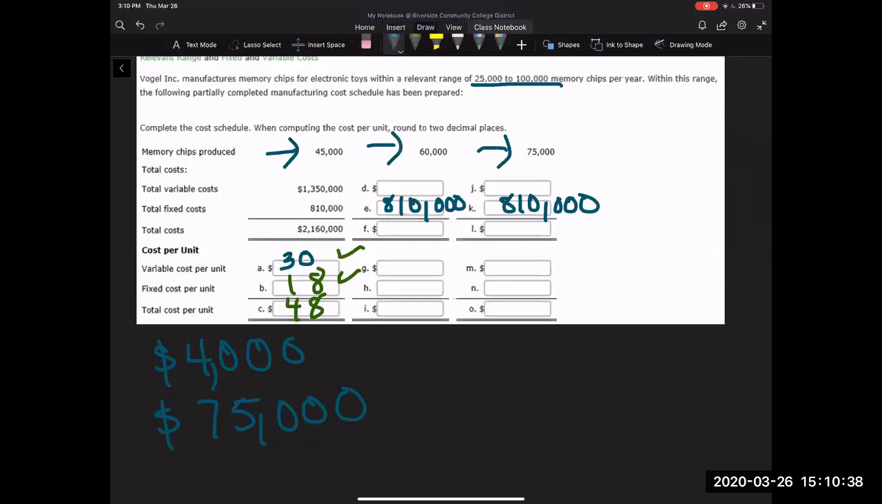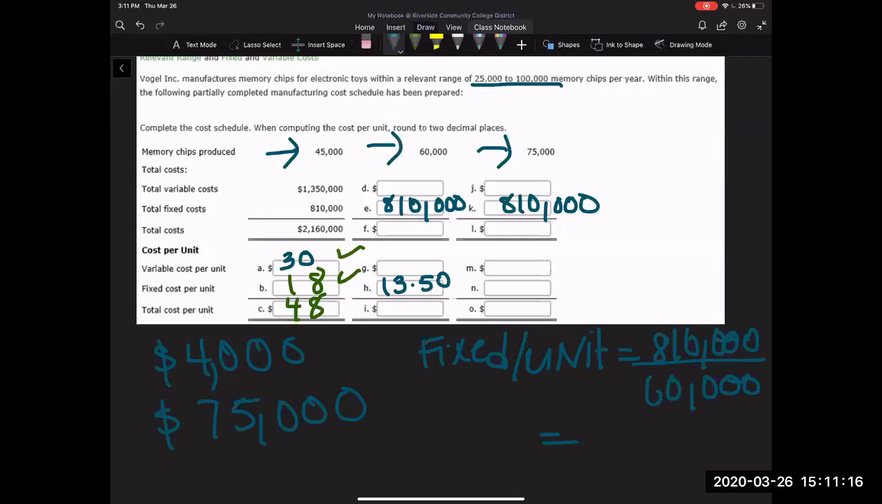Now, from here, what you can do is follow the steps as we did before. You can do your fixed cost. You can figure out your fixed cost per unit. The way we can do that is the 810,000 divided by our number of units produced, which is 60,000 units. And that comes out to 13.50. That's what we'll put here. Okay. Now that's not enough to figure out the rest of the stuff, right?